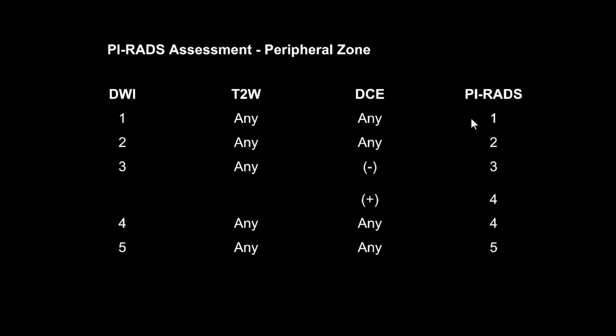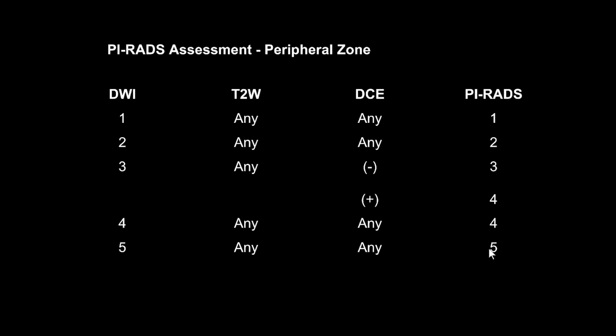A RADS 1 has no abnormality on any B value, especially on the high B value images. It doesn't really matter what the T2 and the DCE MRI show, although typically there is no mass-like rounded lesion on the T2 weighted image. Some enhancement in the peripheral zone will be allowed as long as there is no diffusion restriction. And the ADC map will also show no hypointense mass-like foci.